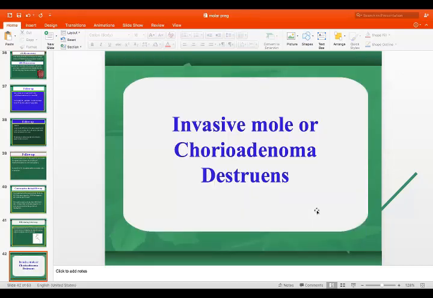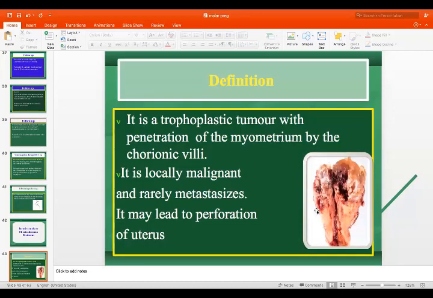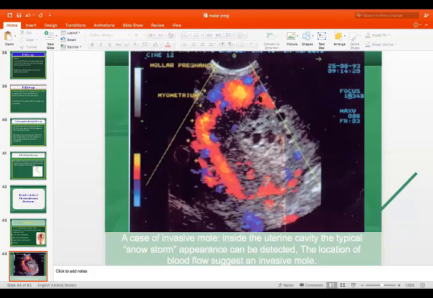Now, invasive mole or chorioadenoma destruens. So this is invasive mole. It is a trophoblastic tumor with penetration of the myometrium by the chorionic villi. So in this, the chorionic villi invade the myometrium. This condition is non-metastatic. It is only invasion of the myometrium. It is locally malignant and it may lead to perforation of the uterus. So this is the uterine wall which is invaded by the chorionic villi.